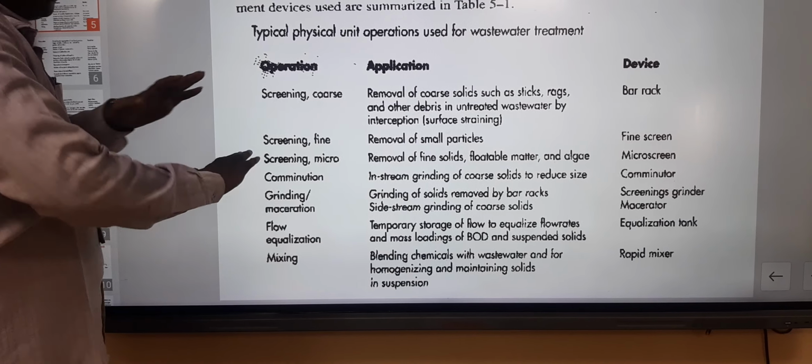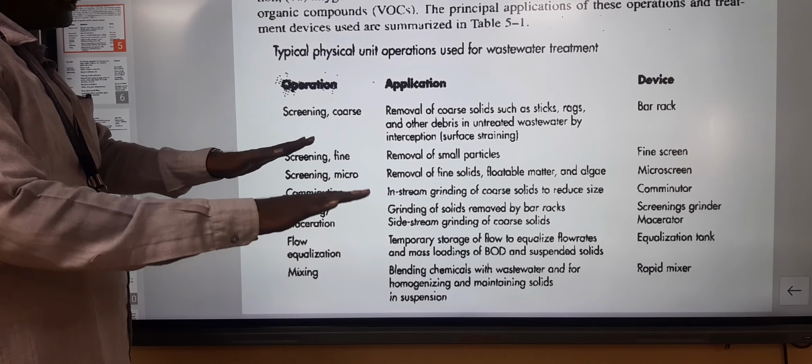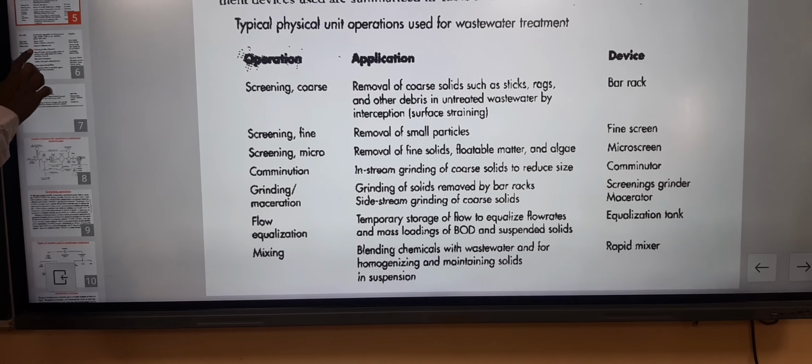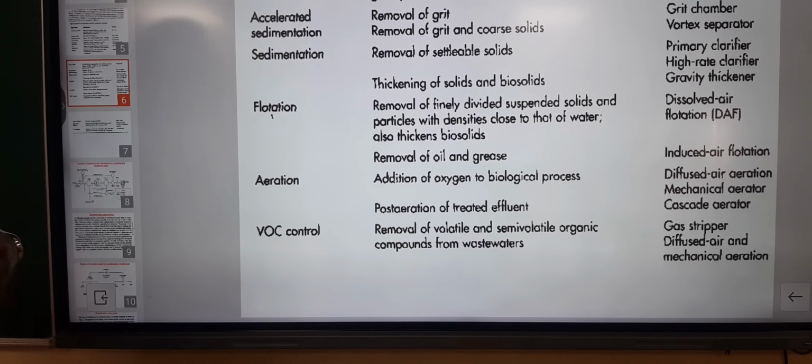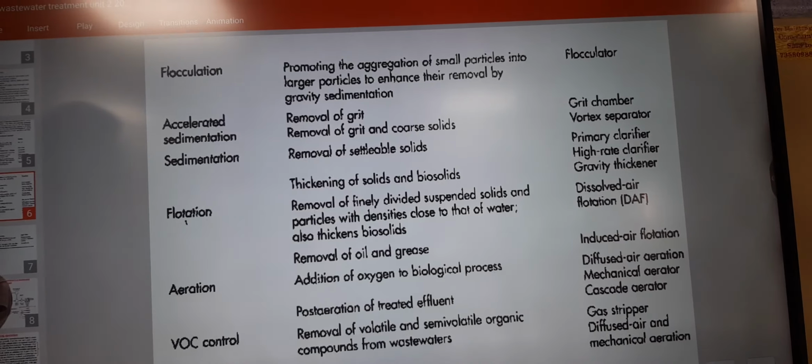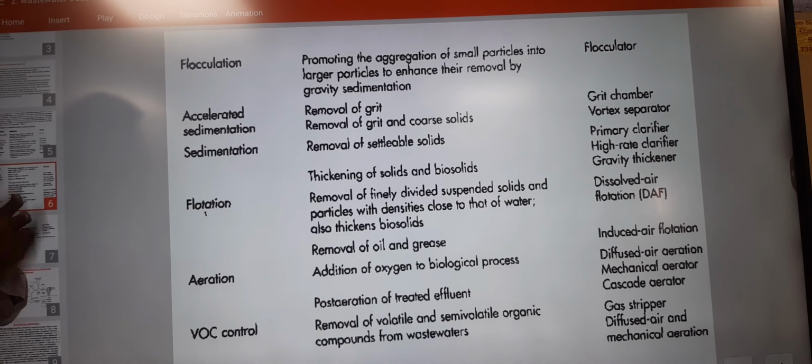So it is like a buffer zone, it will minimize the effect of the volumetric flow rate difference as well as the concentration difference. Then apart from that, we have mixing operation. Then flocculation. Flocculation is also another unit operation where we add the alum flocs to settle the particles.